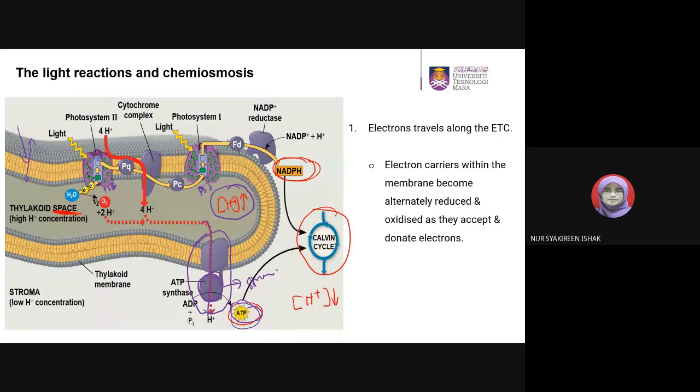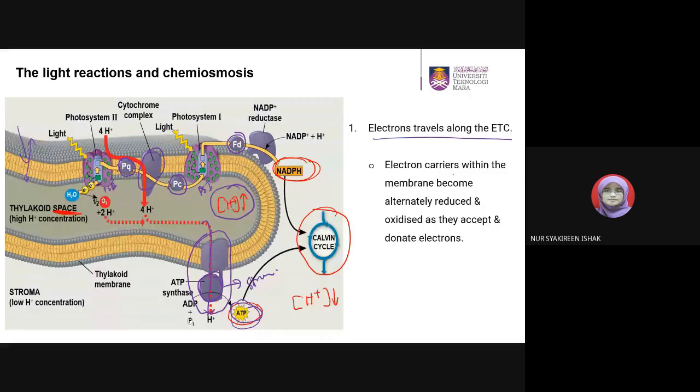Okay, and also components of the electron transport chain. You have plastoquinone, cytochrome complex, plastocyanin, and also ferredoxin. So these are components of the ETC. They are electron carriers of the ETC. So point number 1, electrons travel along the ETC.